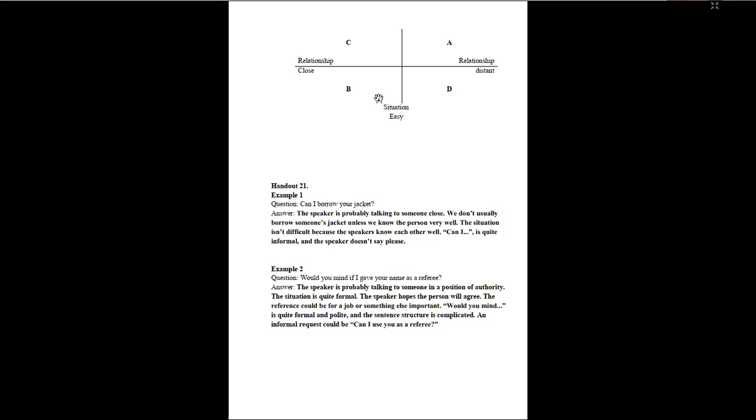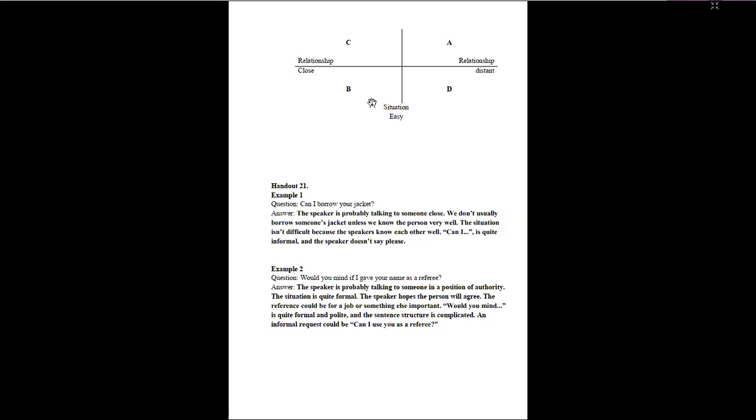So relationship is divided into two, close and distant. And situation can be divided into two, easy and difficult. So as we mentioned in example A, the relationship is distant and the situation is difficult.